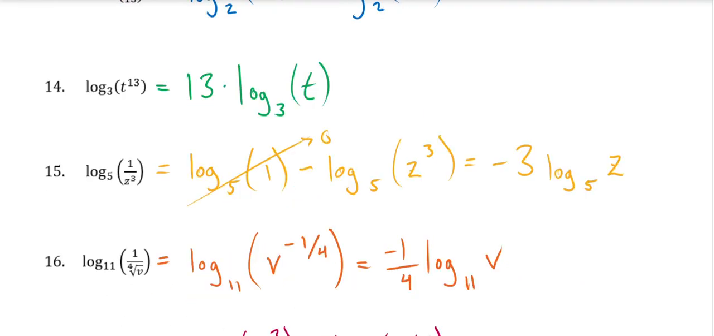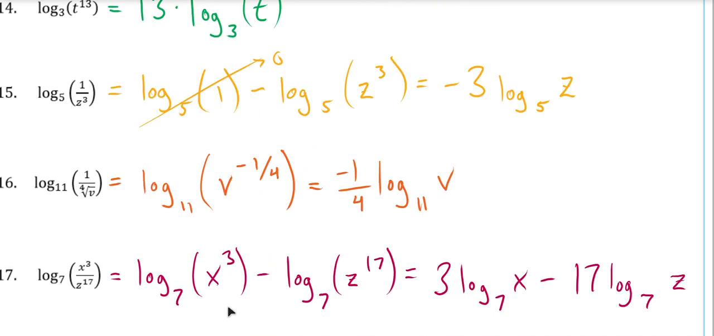Speaking of rewriting things as negative exponents, let's rewrite 1 over the 4th root of v as v to the minus 1/4. Then we can just pull that up front as a product, minus 1/4 times log base 11 of v. All right, next one, we're going to first separate these around the quotient using subtraction between the logarithms, and then we'll pull those powers up front as products, and we're done. That gives us 3 times log base 7 of x minus 17 log base 7 of z.